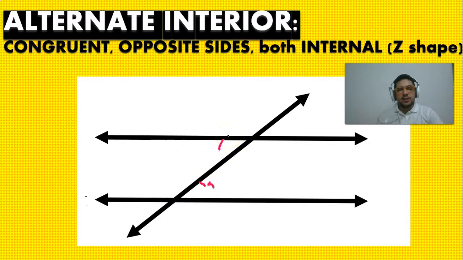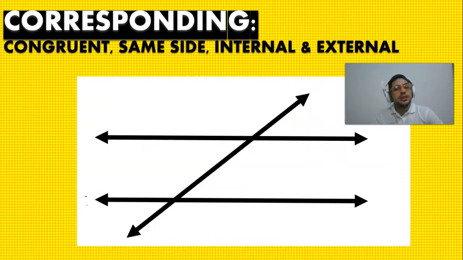For example, in this case, we have angles 1 and 5. They're going to be congruent, and angles 2 and 4, which are also going to be congruent. So if angle 1 is 5 degrees, angle 5 is also going to be 5 degrees. If angle 2 is 120 degrees, then angle 4 is also going to be 120 degrees. Okay? Now let's take a look at corresponding angles, which again are congruent.